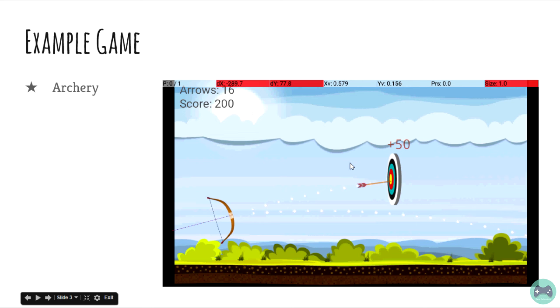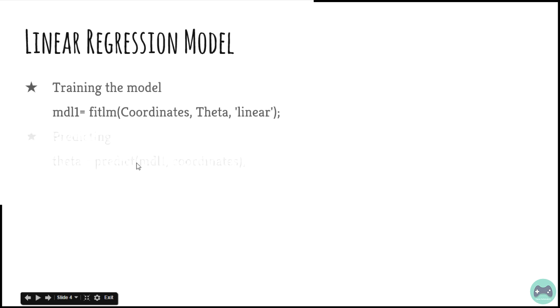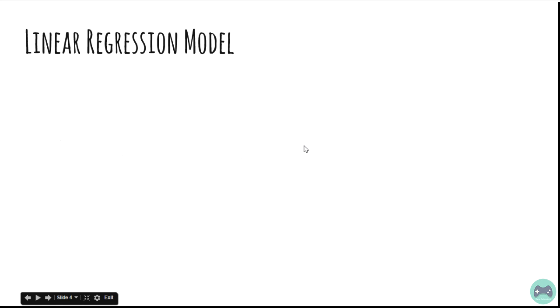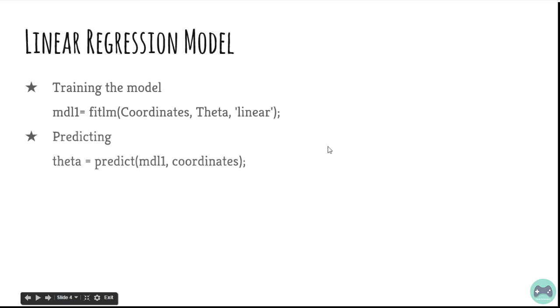When you have a new position, again find the coordinates x and y using image processing, and you can use predict of model1 comma coordinates. The coordinates are the x and y. Just give the model and the coordinates, and you get the theta at which you should shoot to get a plus 50 score. And that is how you can solve games using machine learning.